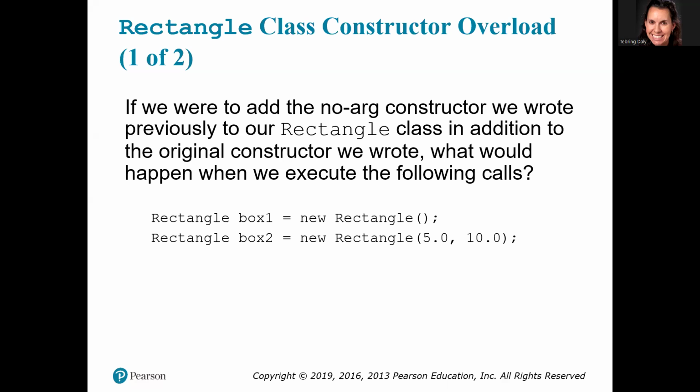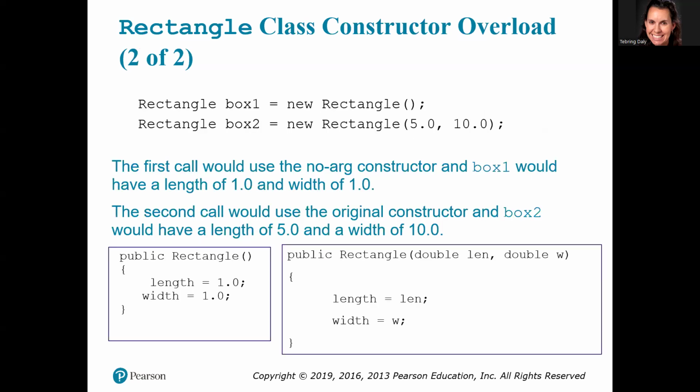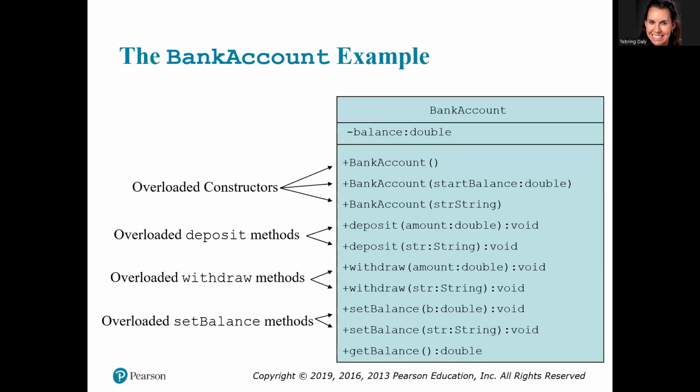Same thing. Constructor, one has 0, one has 2. How does it know? Based on how many you have. Okay. Is everybody okay with this? All right, and we kind of went through this example. Here's another example, a bank account example.